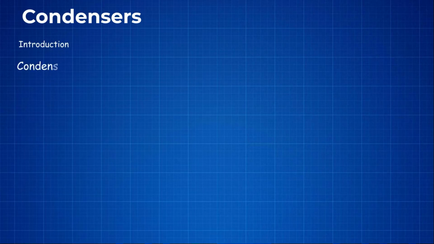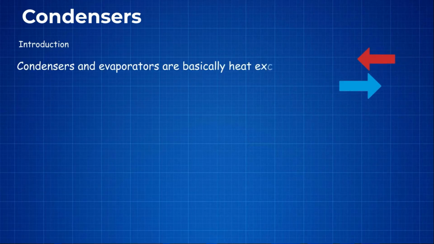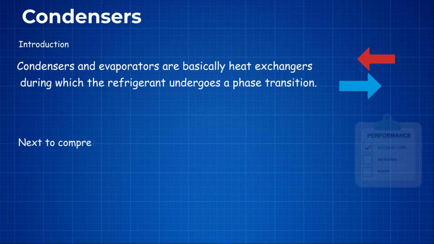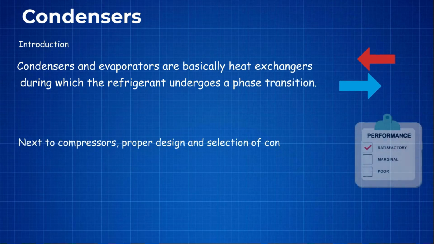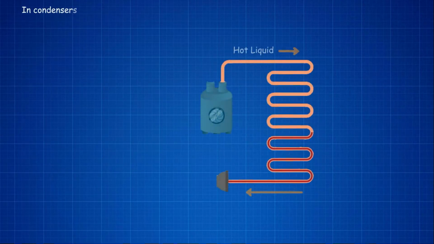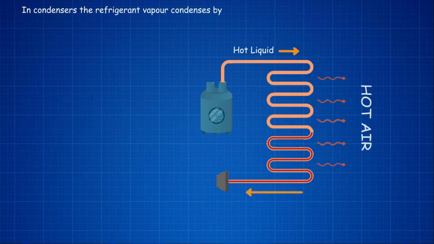Condensers. Condensers and evaporators are basically heat exchangers in which the refrigerant undergoes a phase transition. Next to compressors, proper design and selection of condensers and evaporators are extremely important for the satisfactory performance of any cooling system.